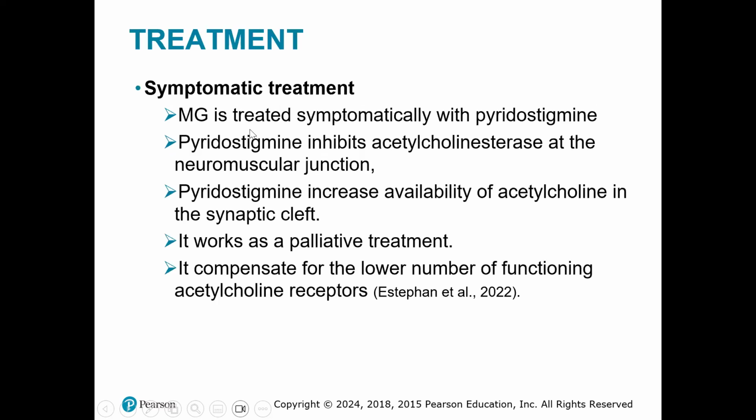Okay. How can we treat it? We treat the symptoms only. We're not treating the disease, the symptoms only, with pyridostigmine. Pyridostigmine is a drug that inhibits the acetylcholinesterase enzyme, the enzyme that breaks down the acetylcholine. If we decrease that enzyme, we are going to have much more availability of acetylcholine in the synaptic cleft, and with more acetylcholine, fewer receptors are needed for a certain period of time.